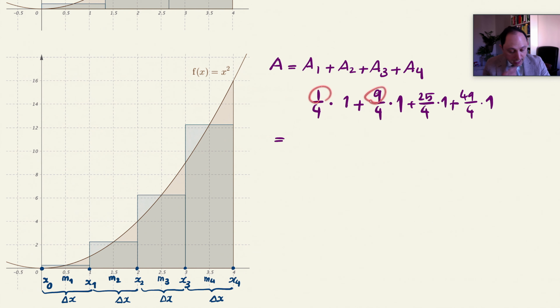1 plus 9 is 10. 10 plus 25 is 35. And 35 plus that one is 84 divided by 4, yes? Am I right? Please watch my calculations. It is how much? 42 divided by 2 is 21. So what I get is 21.